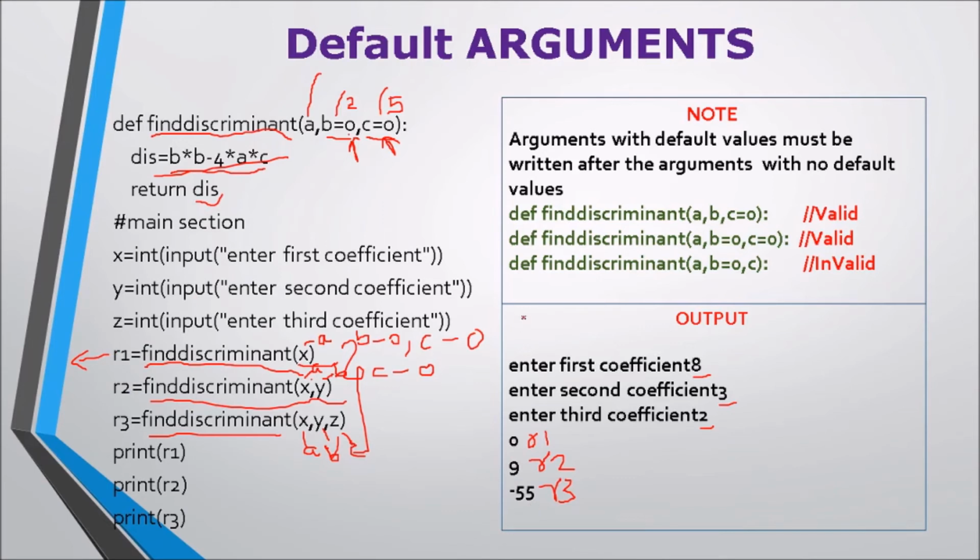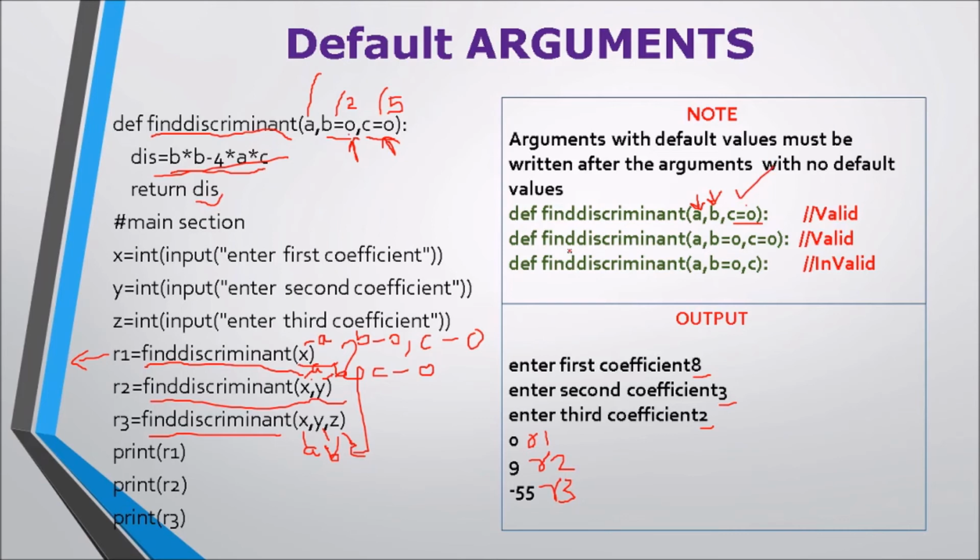Now there is something important when we are dealing with default arguments. Arguments with the default values must be written after the arguments with no default value. So when we have only one argument having the default value, it has to be written at the end. So first we should have the arguments which do not have a default value, and at the end we can have the argument with the default value. So this is a valid statement.